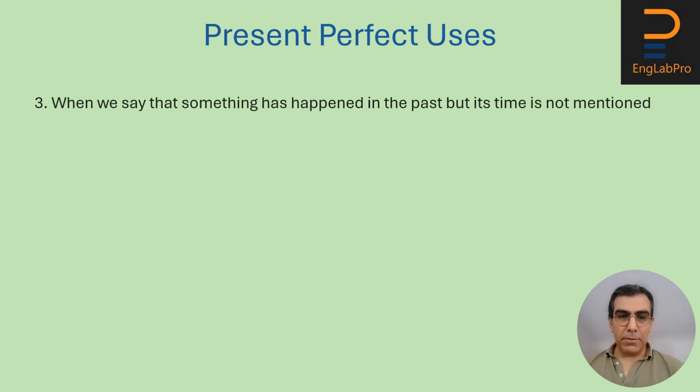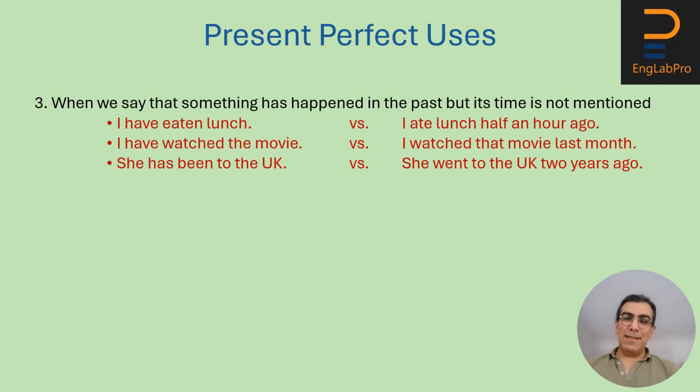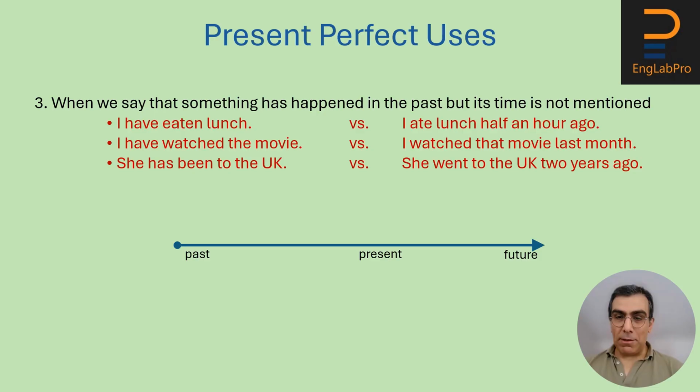The third use of present perfect is this. When we say that something has happened in the past, but its time is not mentioned. It's a little bit tricky. Let's take a look at these examples. I have eaten lunch. Means I've eaten lunch sometime in the past, but I don't say when. But when I mention exactly when, I use simple past. I ate lunch half an hour ago. I've watched the movie. Sometime in the past I've watched a movie. I don't say when. But when I say exactly when, I say I watched that movie last month. Last month is the exact time.